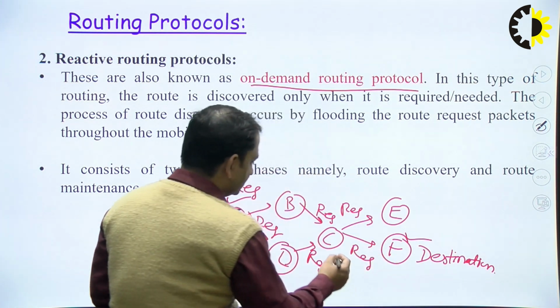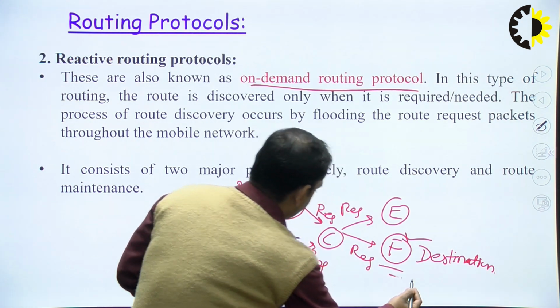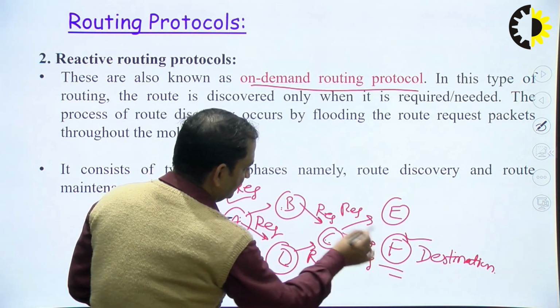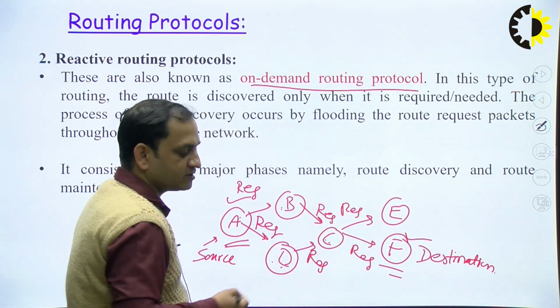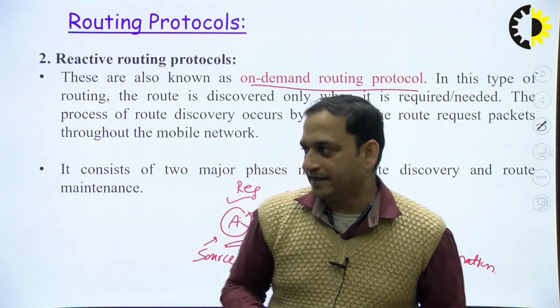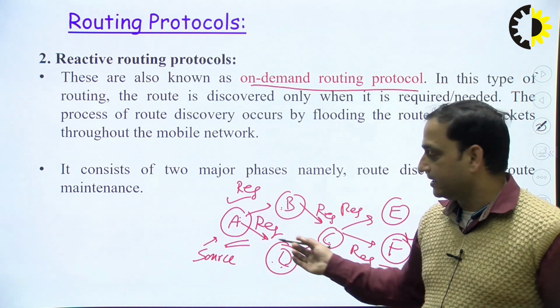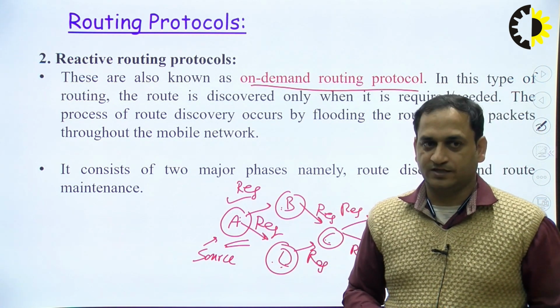So at the end, A will find that between A and F it can follow 2 paths. First is this one: A to B, B to C, C to F. The second path will be A to D, D to C, C to F. Which one is the optimum path? So the source has to select, right? After discovery of the path, A will transmit and F will receive the information, right?